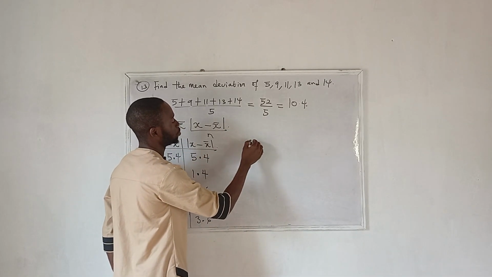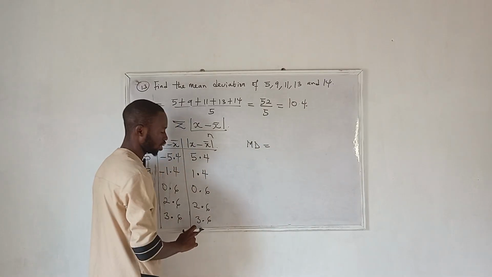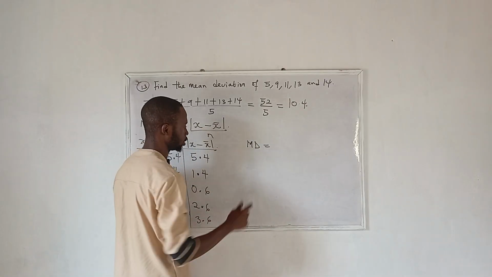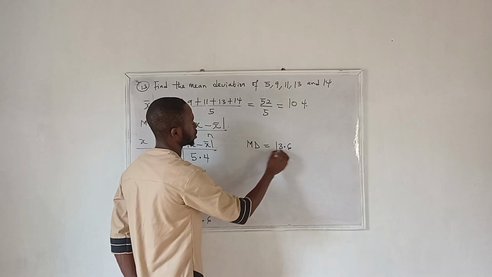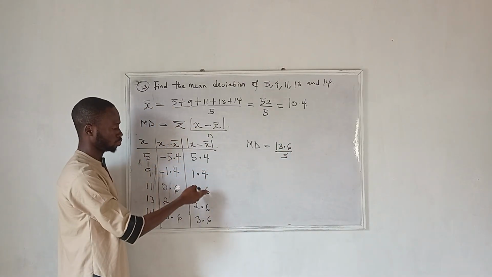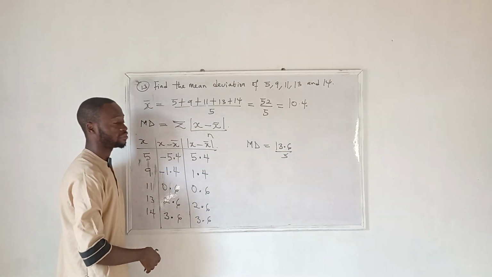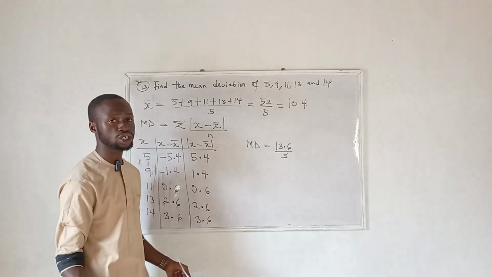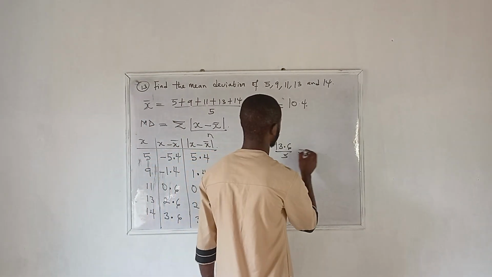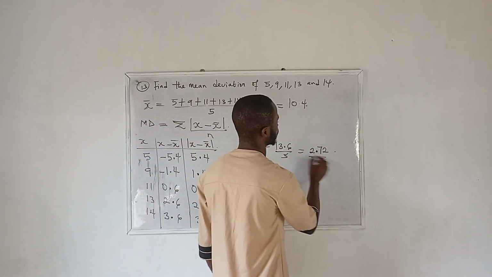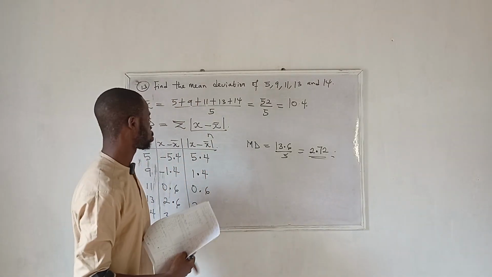So we have our mean deviation, which is the sum of everything here. The total sum of everything on that end is 13.6 over 5. So if you sum this plus this plus this plus this, you have 13.6. Then 13.6 over 5 will give us what? 2.72.